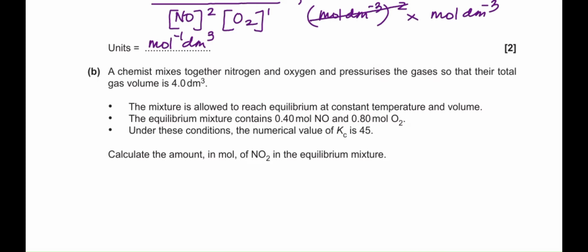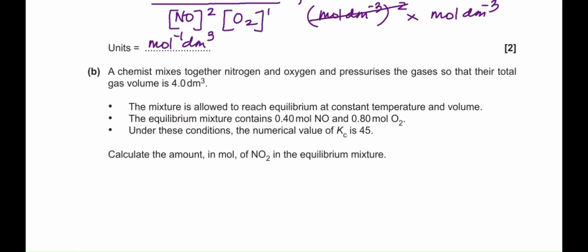Part B. A chemist mixes together nitrogen and oxygen and pressurizes the gases so that their total gas volume is 4 dm cubed. The mixture is allowed to reach equilibrium at constant temperature and volume. The equilibrium mixture contains 0.4 moles NO and 0.8 moles O2. Under these conditions, the numerical value of Kc is 45. Calculate the amount in moles of NO2 in the equilibrium mixture.